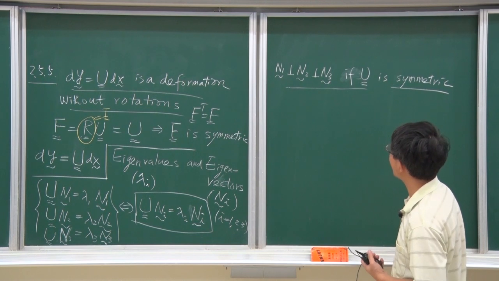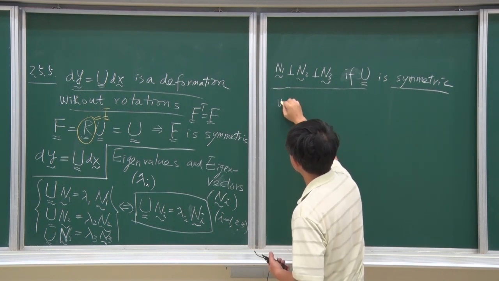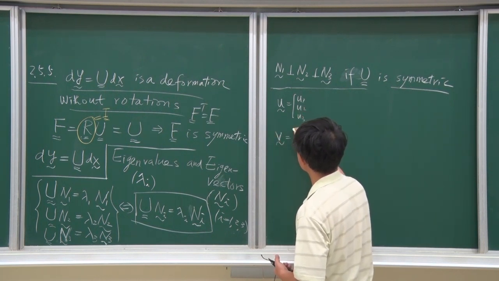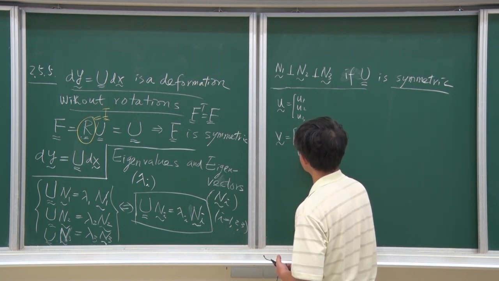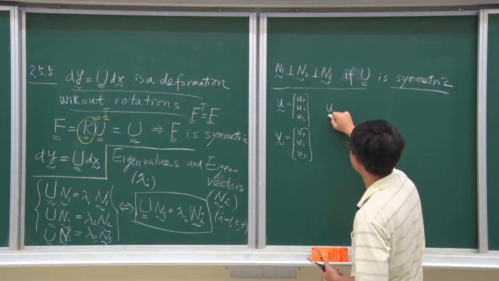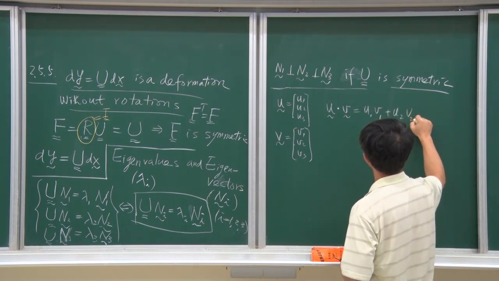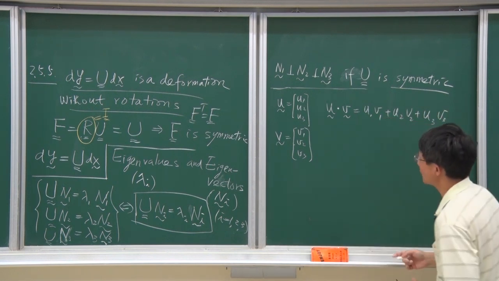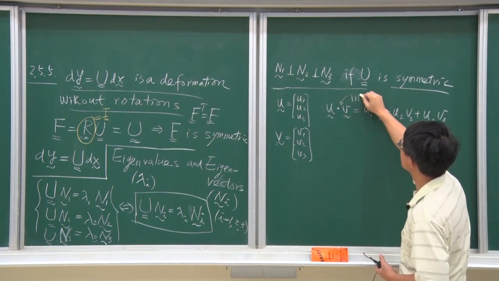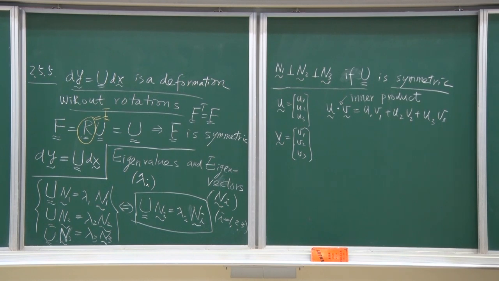Before this, let me do some review about the symbol. U is a vector, U1, U2, U3. V is a vector, V1, V2, V3. For example, like this. And then U dot V is U1 V1 plus U2 V2 plus U3 V3. What is this? This is called the inner product, right? Okay, this is called the inner product.